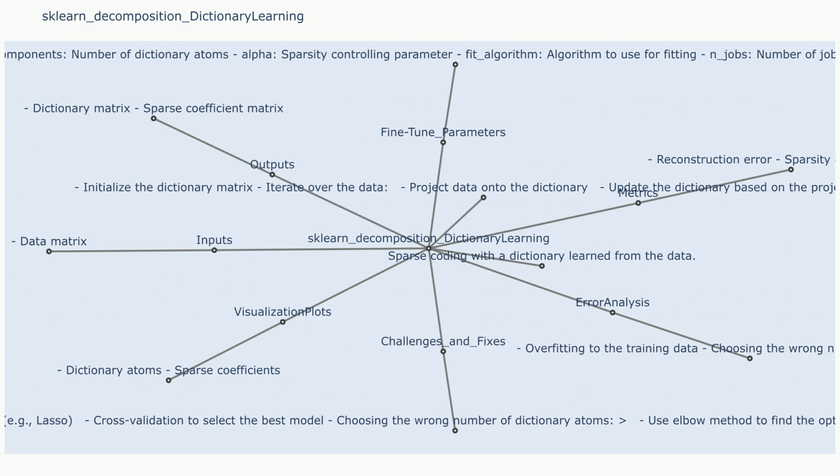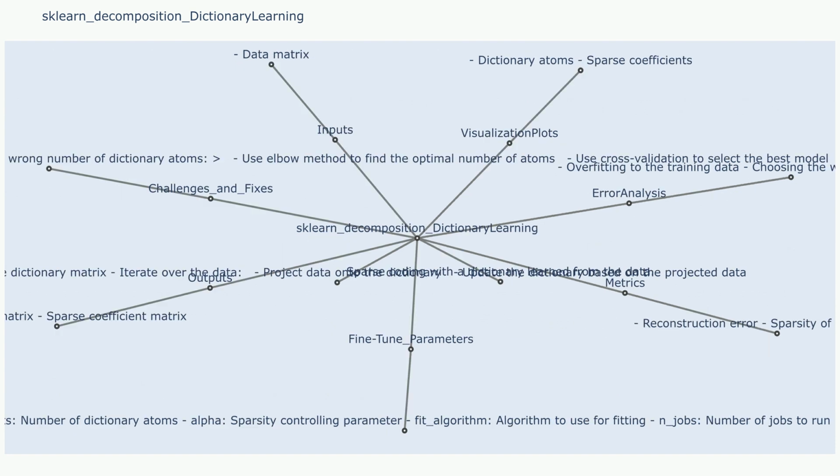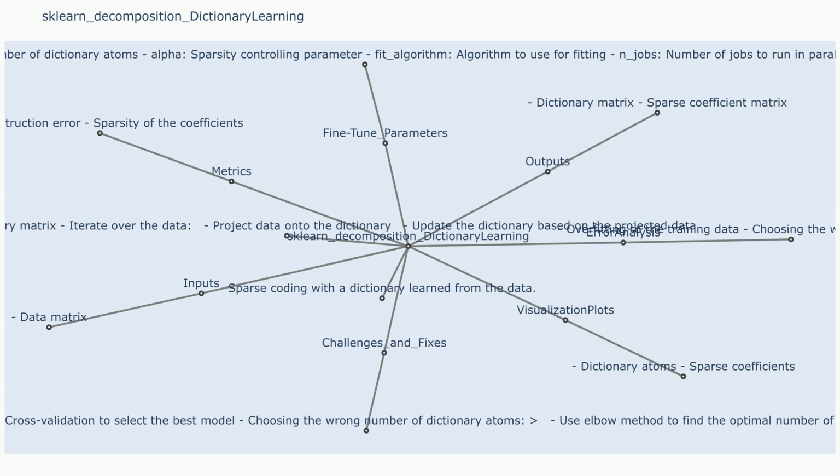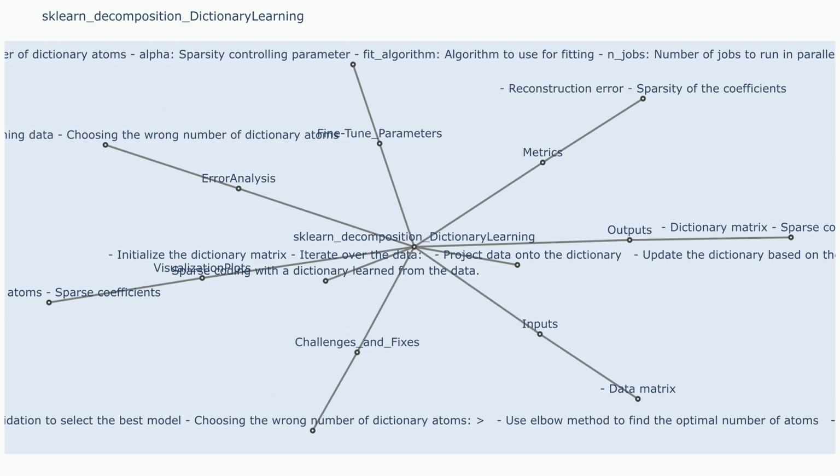Challenges and fixes. Challenge 1. Data preprocessing. If the data has features with very different scales, it can impact the learning process. Sample use case that resulted in challenge 1. Learning a dictionary from data with features that have vastly different ranges can lead to some features dominating the dictionary learning process. Fixes to challenge 1. Standardize or normalize the data before fitting the dictionary learning model to ensure all features have similar scales.